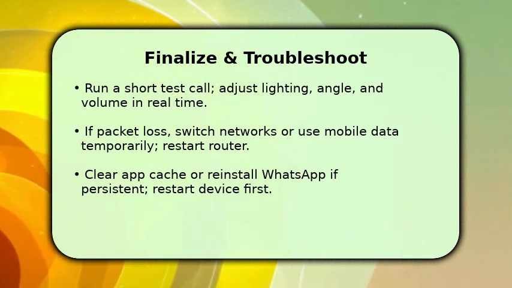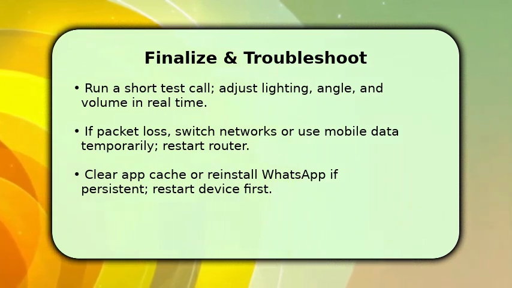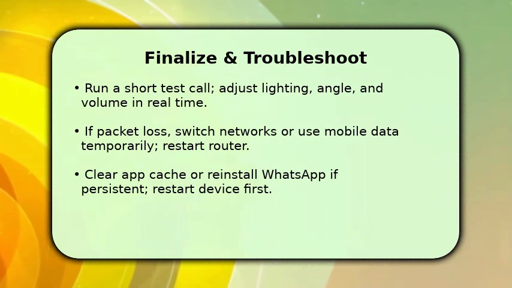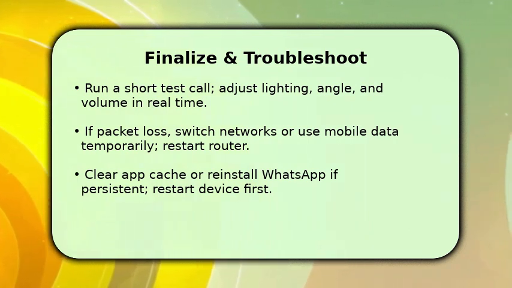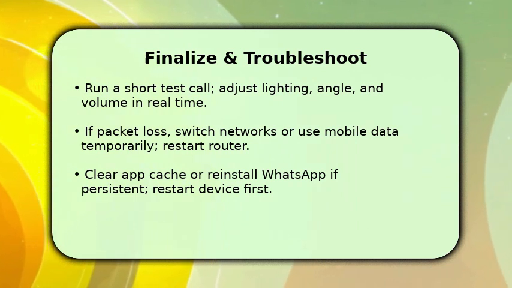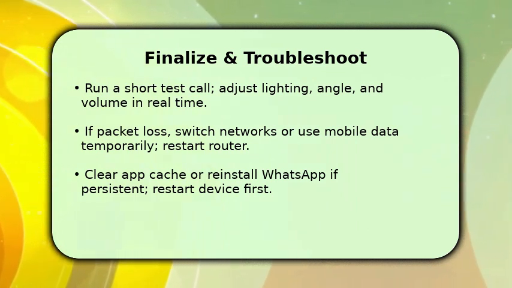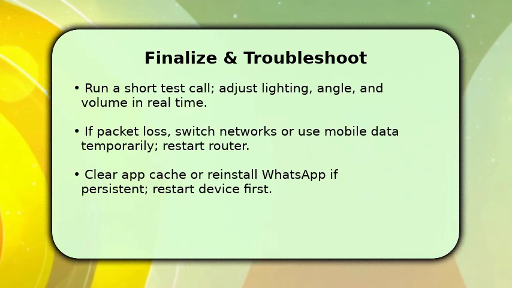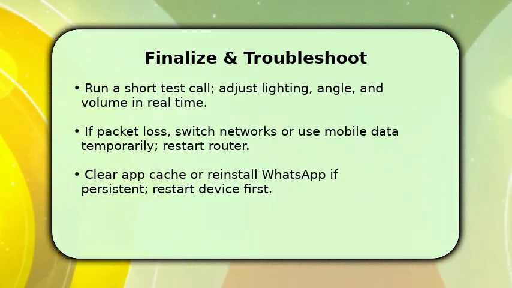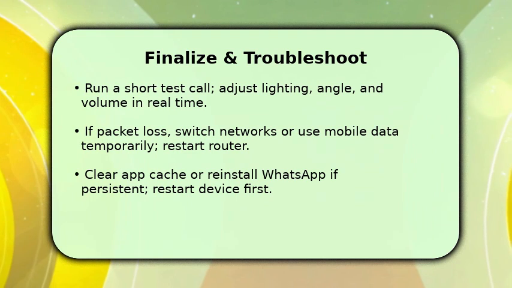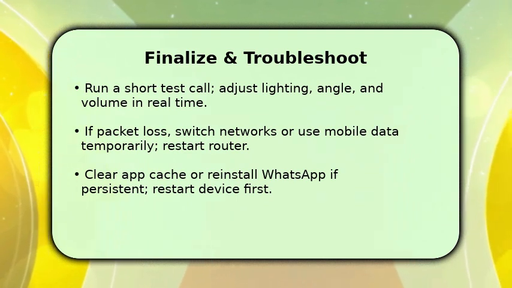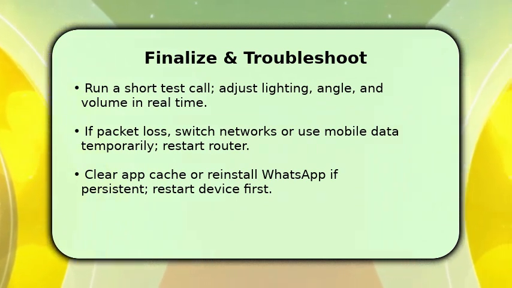If you notice freezing or pixelation, check for packet loss and try switching networks. Move from Wi-Fi to mobile data or vice versa, or restart your router to regain a cleaner path. And if problems persist, restart your phone, clear WhatsApp cache, or reinstall the app. That single troubleshooting tip often resolves corrupted settings or stuck media handlers.